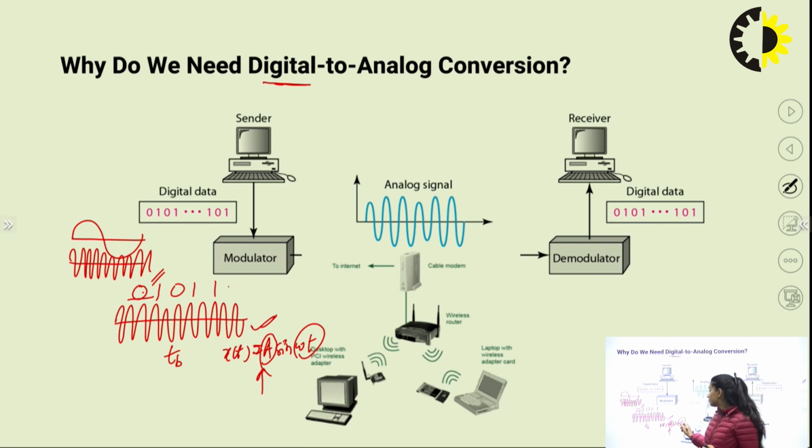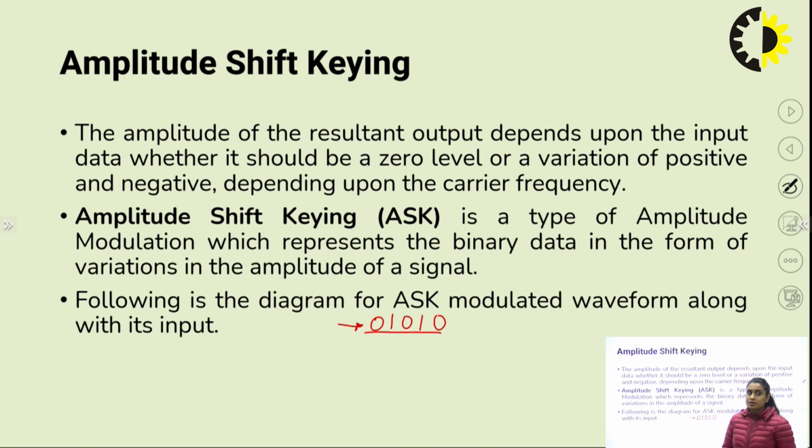If I'm going to vary the frequency of my high frequency carrier wave with respect to the instantaneous value of my binary data, here my instantaneous value will not be according to this voltage signal. It is a binary sequence, right? So according to the binary input, if I vary the frequency, that will be called as FSK, frequency shift keying. If I vary the phase of my carrier with respect to the message input, then that will be called as phase shift keying. So in amplitude shift keying, it is a type of amplitude modulation which represents the binary data in the form of variations in the amplitude of a signal.